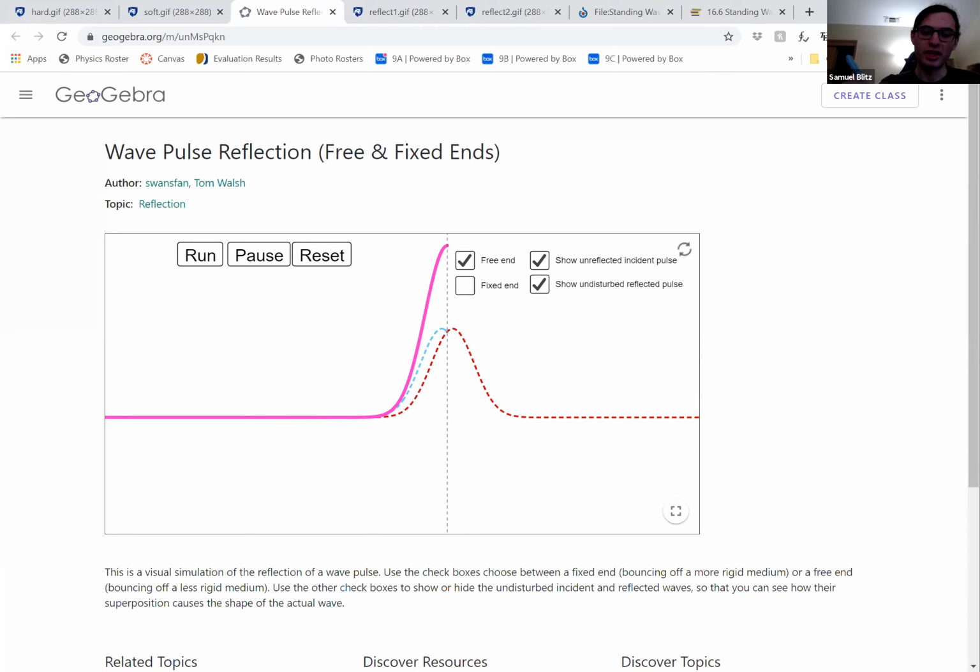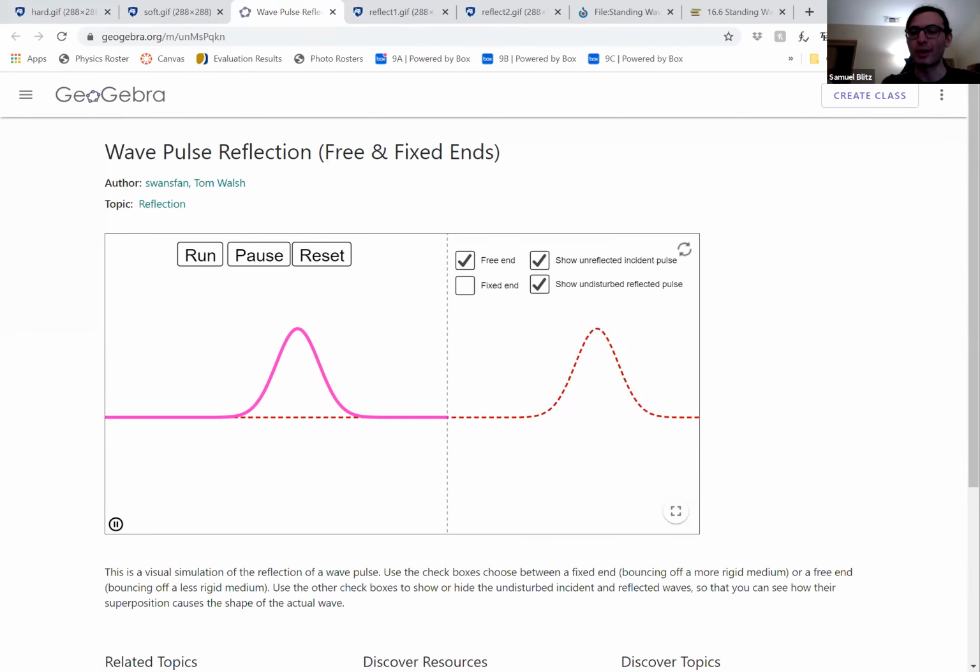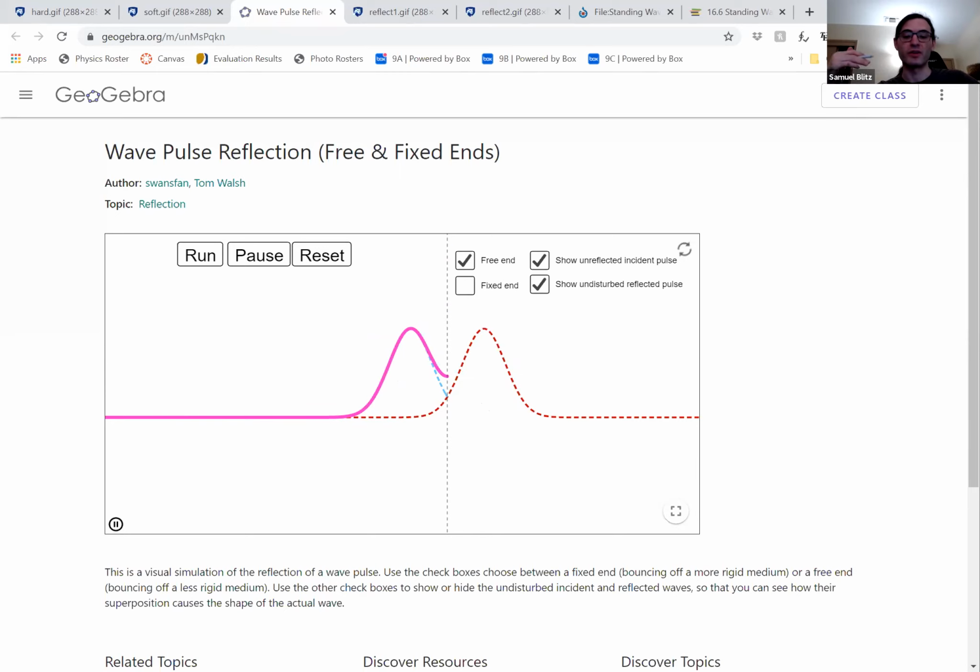And notice that the blue wave is the same as the red wave. They're the same in amplitude. They're just traveling in opposite directions. The blue wave passes through, and they both go about their merry way. And so what we're left with is a non-inverted reflected wave. And this happens because the thing that it's attached to can sympathetically oscillate.